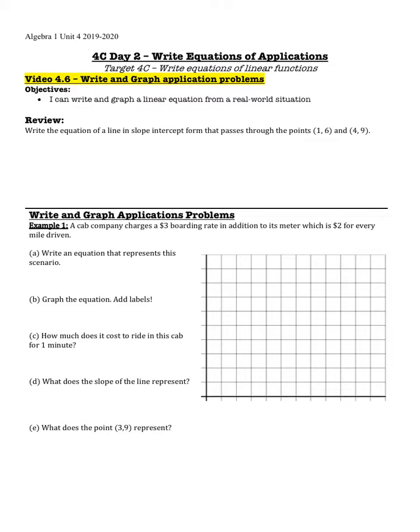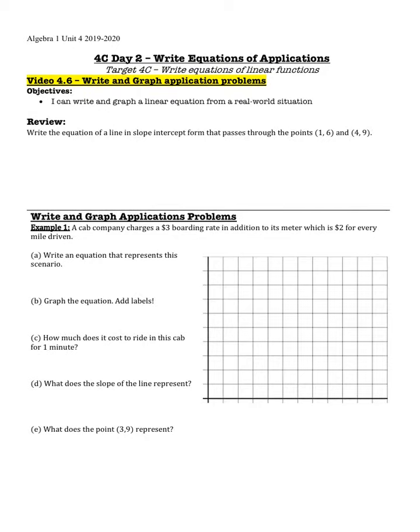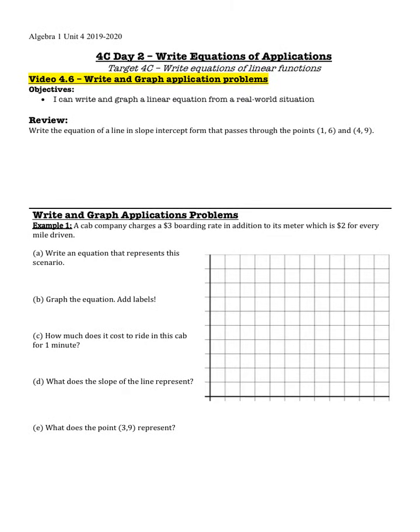So let's first look at just a review of writing equations when we're given 2 points. We're given the points (1, 6) and (4, 9). Remember, we need to first calculate our slope. So I would do 9 minus 6 all over 4 minus 1. This gives me 3 over 3, which is real nice. That's going to simplify down to a slope of 1.